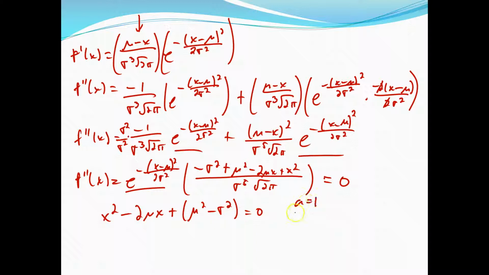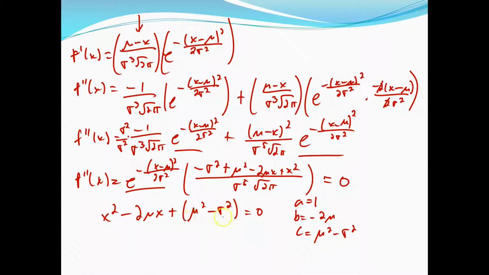Yuck. A is 1, b is negative 2 mu, and c is mu squared minus sigma squared. Now, there are some better ways to do this. One is you could complete the square, also kind of yuck. And remember, the other way to solve for zeros here is to factor. So let's see if we can maybe be clever about this and factor it. And I wouldn't expect you to have to be able to do this ever.